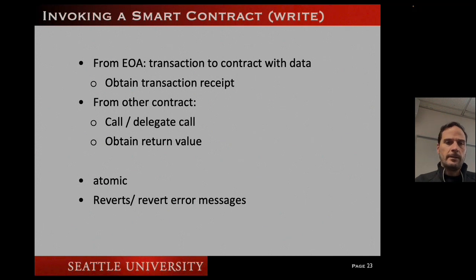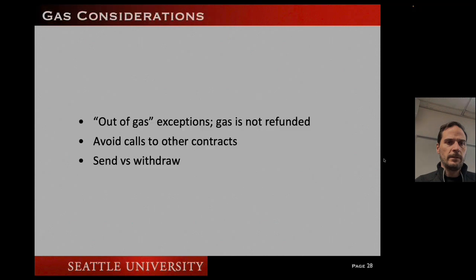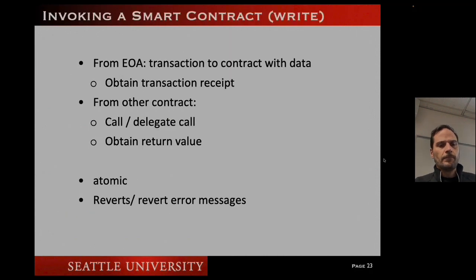Now, one thing that I did not, let me see whether I have this. Okay, I forgot to include one slide. So what happens if you invoke a contract with a function selector that does not exist?